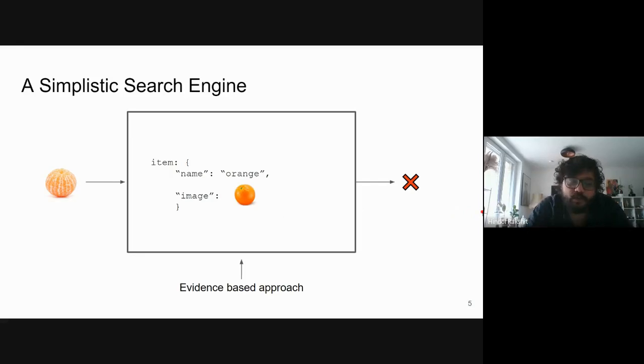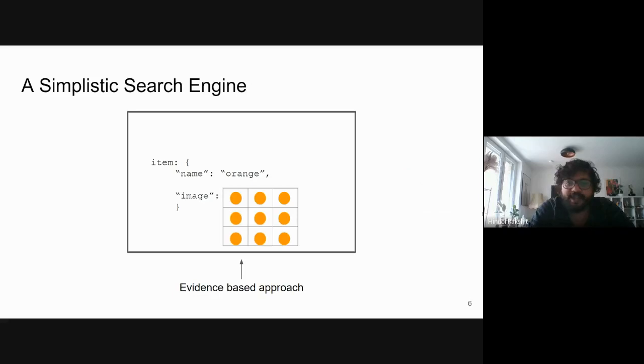So what we can do here, we can take two approaches. First of all, we can stay with the evidence-based approach, and we say that, okay, we're talking about oranges, so let's fill up the database with all kinds of images of oranges that we can find.